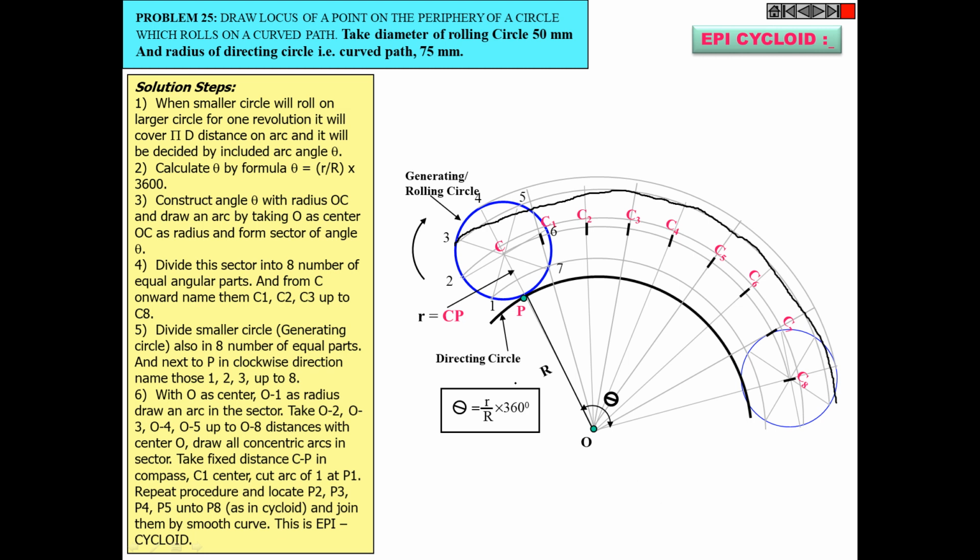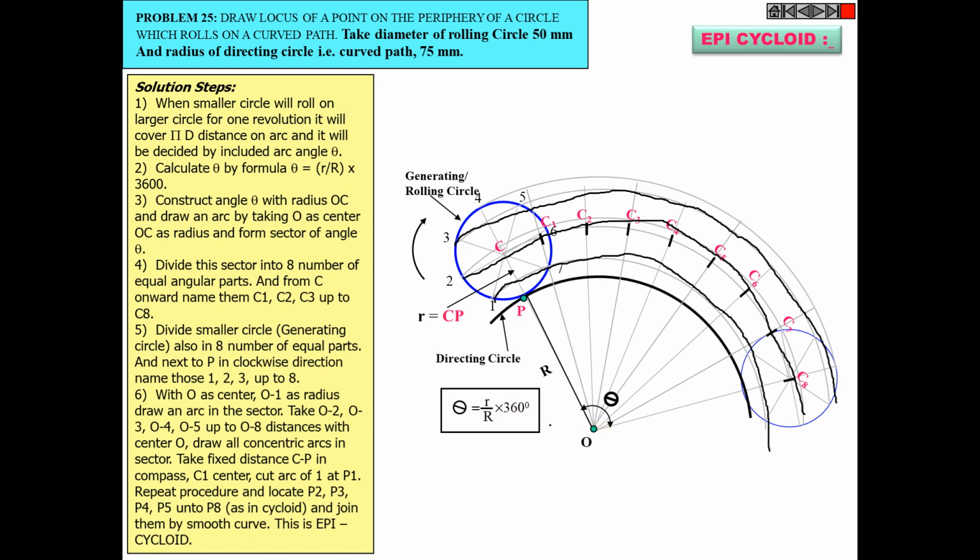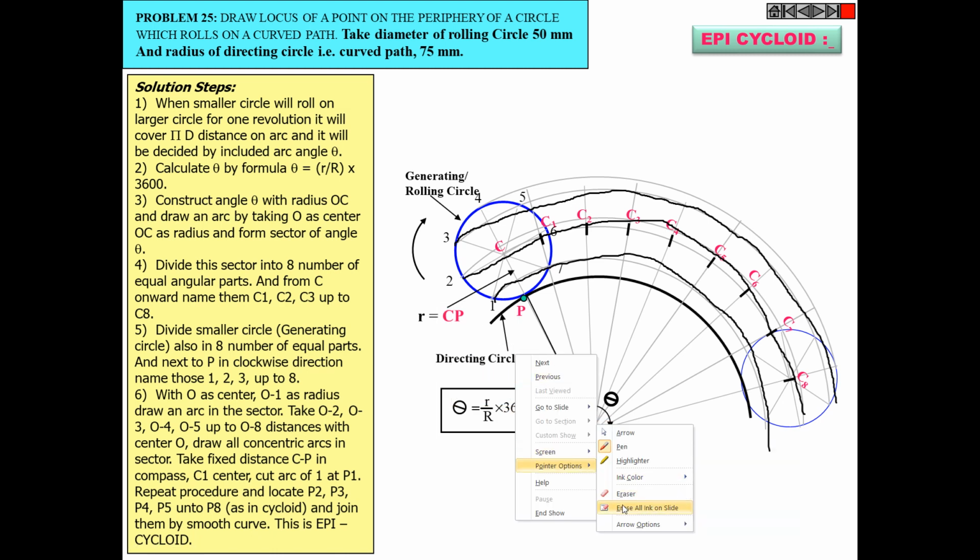Similarly, measure either O2 or O6. Complete this curved line. Measure O1 and O7. Complete this curved line. Am I clear? Yes, sir. Okay. So the requisite construction which we require in order to draw an epicycloid is done.